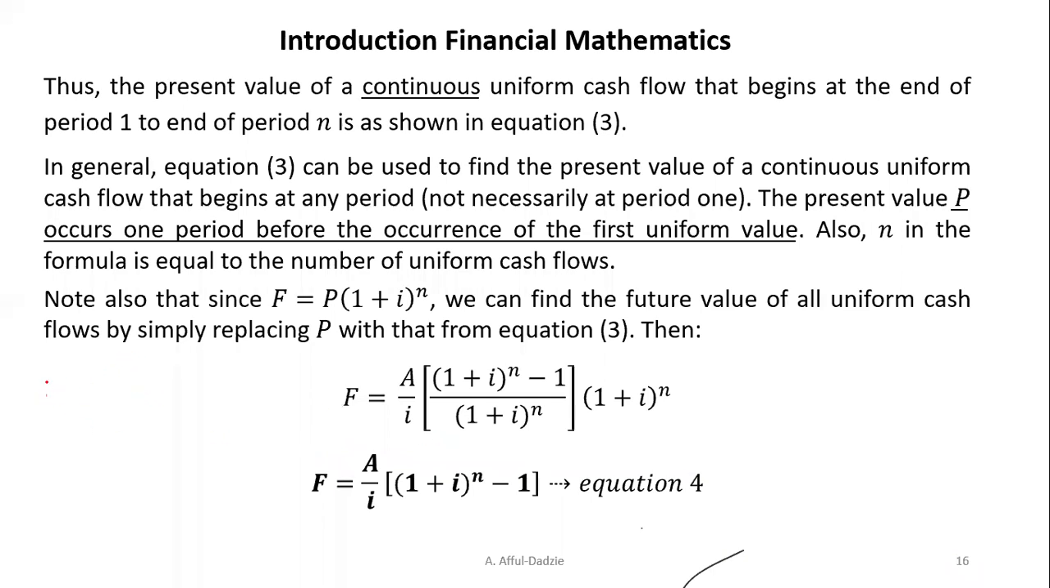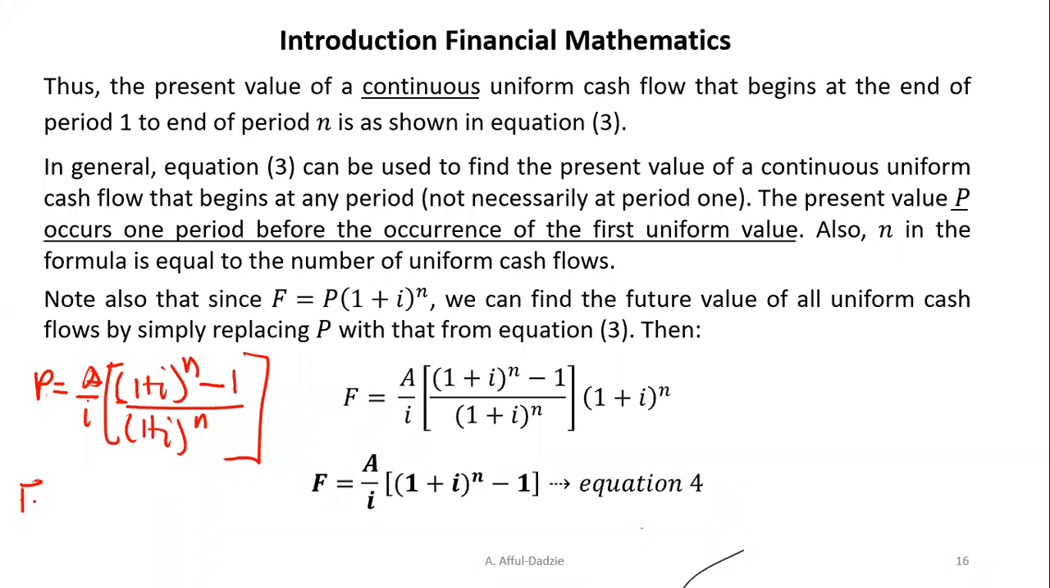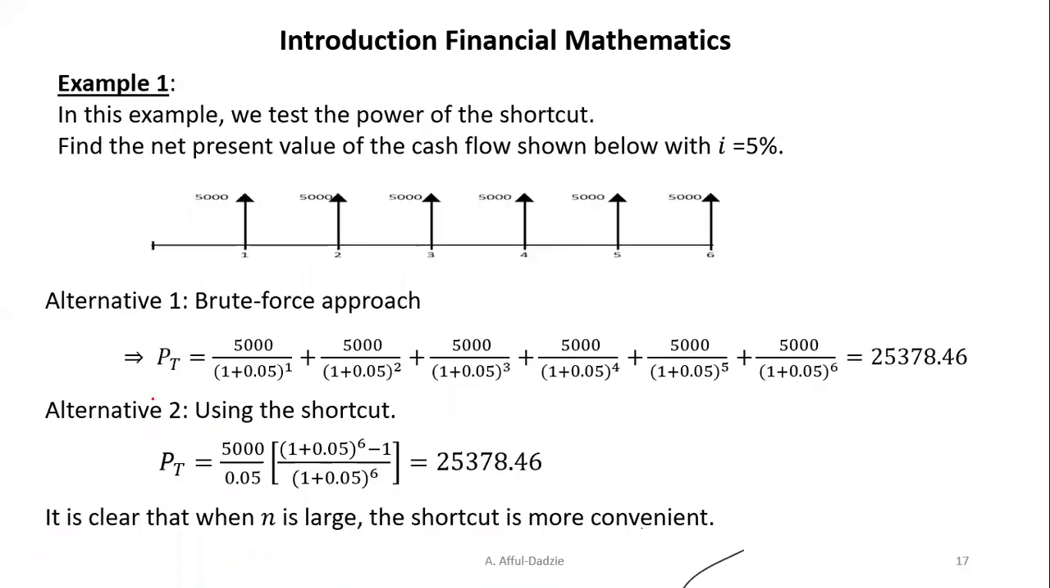So the present value for a uniform cash flow is A over I, (1 plus I to the power n, everything minus 1) divided by 1 plus I to the power n. And then the future value for a uniform cash flow is A over I, (1 plus I to the power n minus 1). Okay, this is the expression. Just have that at the back of your minds.